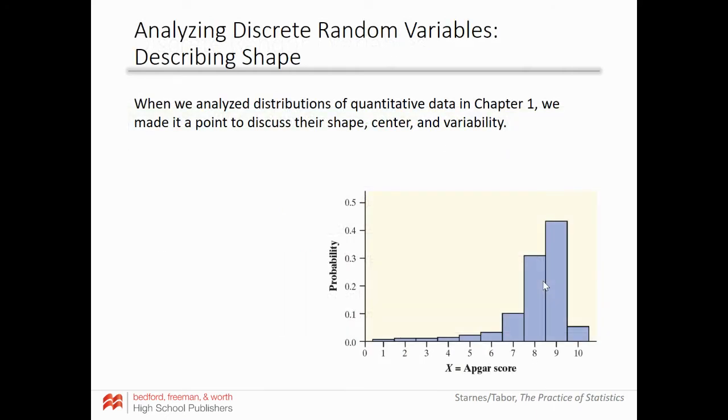So we can analyze distributions of quantitative data in Chapter 1. We made it a point to discuss their shape, center, and variability. That was part of our SOVC plus context. So we'll do the same for the distribution of random variables.